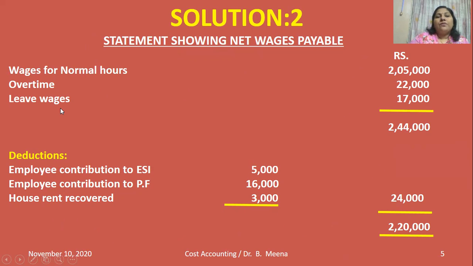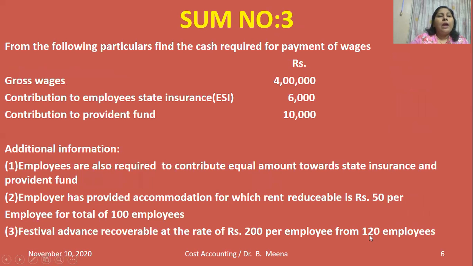So look at this: wages for normal work, then overtime, leave wages. I considered all these things to get an idea about the gross pay and what the deductions are. Get the deduction total 24,000, deduct it and get the net wages. This is another kind of problem. And one more problem I want to teach in this video.